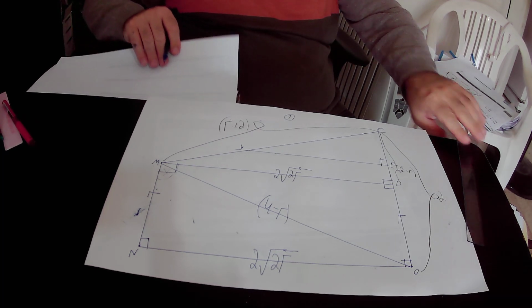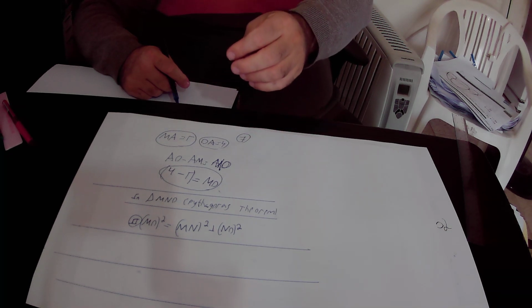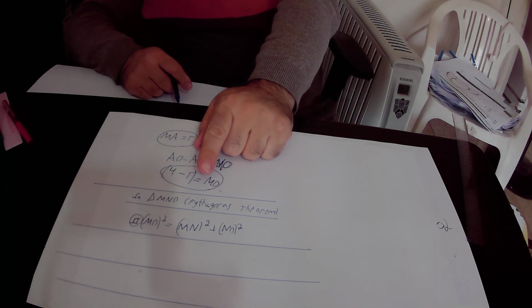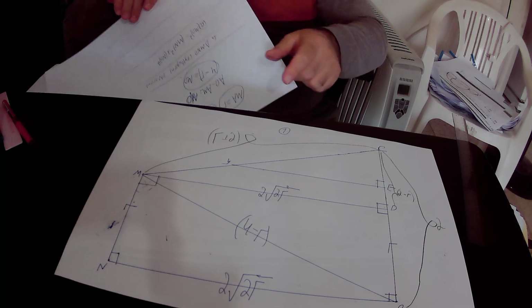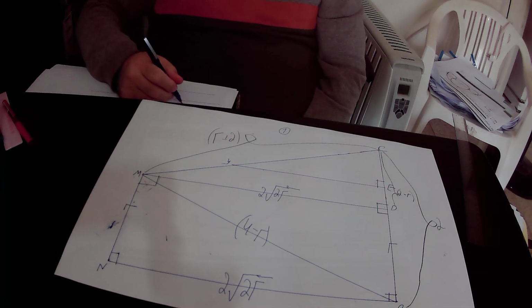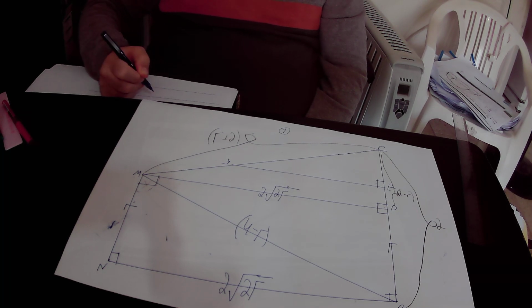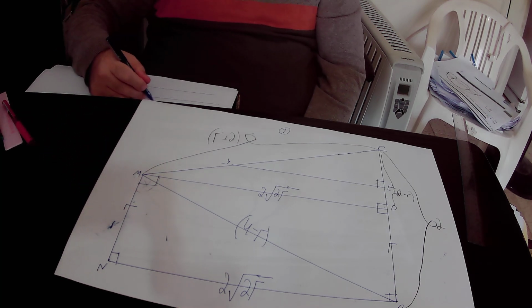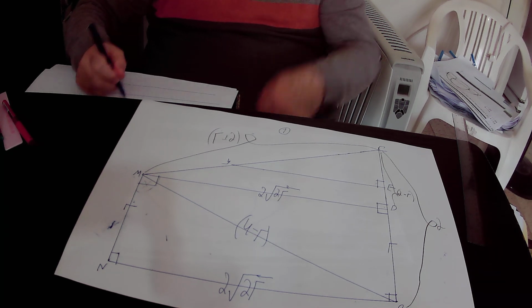I will repeat again. In the right triangle MNO, according to the Pythagoras theorem, the square of the hypotenuse equals the sum of the squares of the perpendiculars, that is to say MO squared equals MN squared plus NO squared. We have already found out that MO equals 4 minus R. If MO equals 4 minus R, then MO squared will be equal to (4 minus R) squared, and it equals MN squared. MN equals R, therefore MN squared will be equal to R squared, plus NO squared.